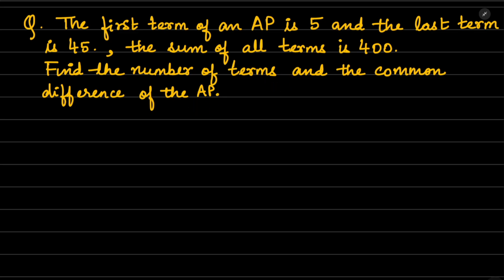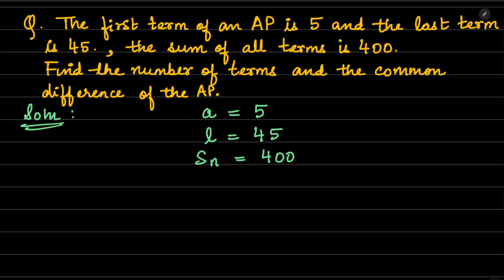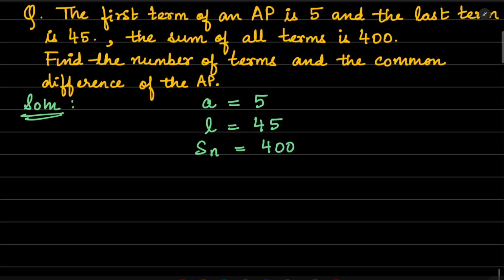Now, here, let us write whatever is given. The solution. First term of an AP is always denoted by small letter a. a is equal to 5. The last term l is nothing but your 45. And the sum of all the terms, that is sum of n terms, Sn, you are given as 400. These three values are given to you.